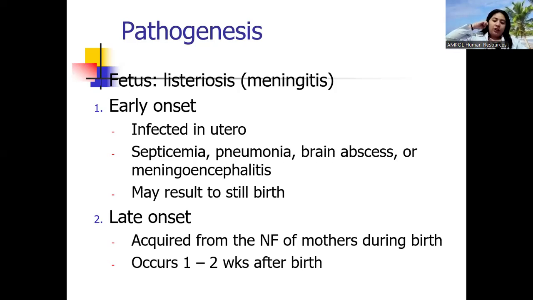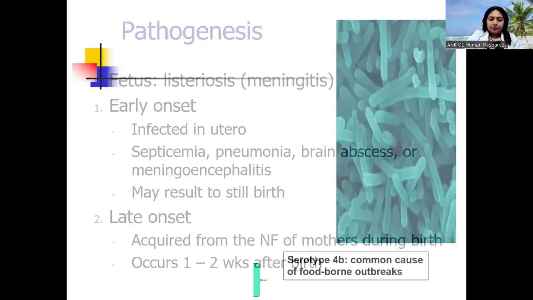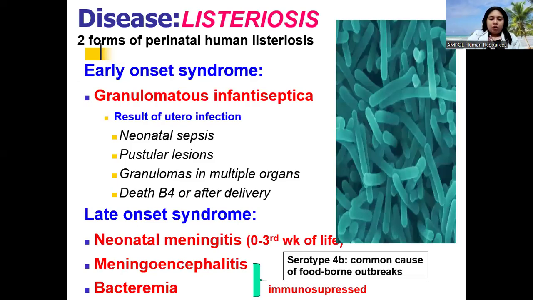Late onset is acquired from the normal flora of mothers during childbirth. It occurs 1 to 2 weeks after birth. Early onset means the bacteria have crossed the placenta. What's this? This is listeriosis. We have 2 forms of perinatal human listeriosis, again the early onset and the late onset.